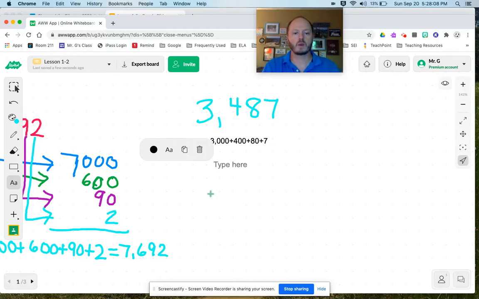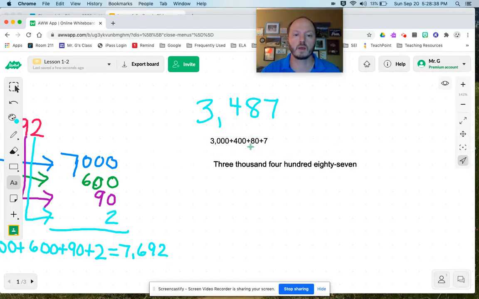And we will write 3,487. And that is how you would write it out in, actually, I don't think you need that comma. That's how we would write it out in written form. So we have standard form, we have expanded form, and we have written form.